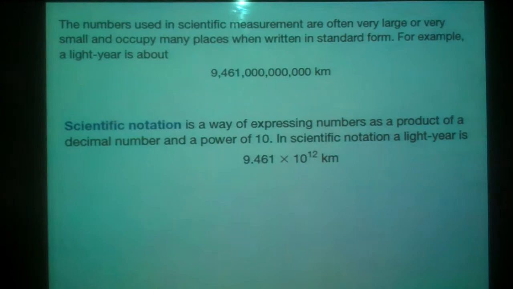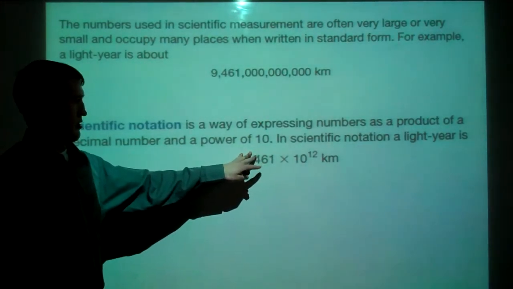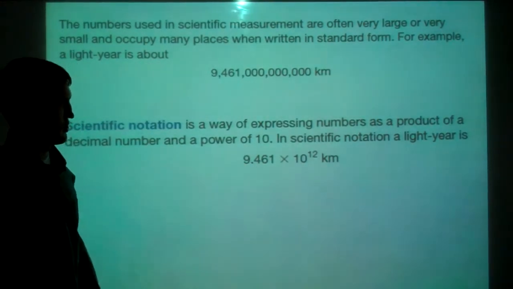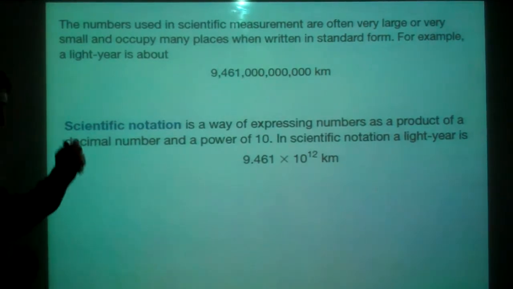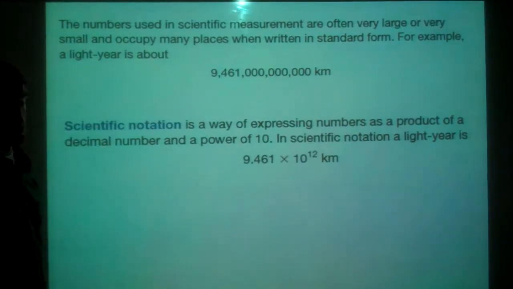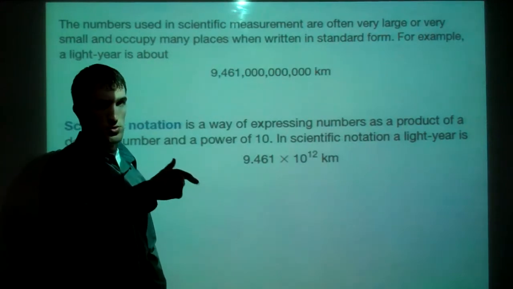So scientific notation is a way of expressing numbers as a product of a decimal number and a power of 10. Okay, so in scientific notation, a light year is 9.461 times 10 to the 12th power kilometers. Okay, so it's a different way to represent it, because as we've seen before, multiplying by a power of 10 moves our decimal to the right.